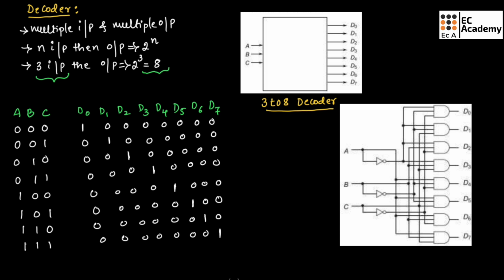So when we make A bar, B bar and C bar, which is if we make A as 0, B as 0 and C as 0, we will get output as D0 and remaining output will be 0. So if we make input as A bar, B bar and C bar, we will get output as D0.